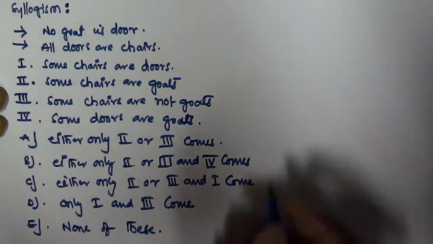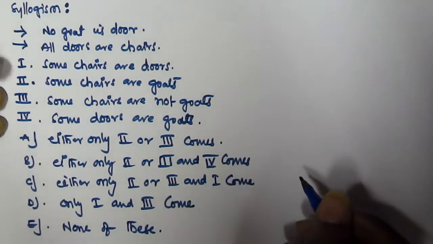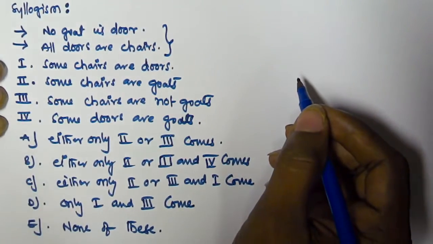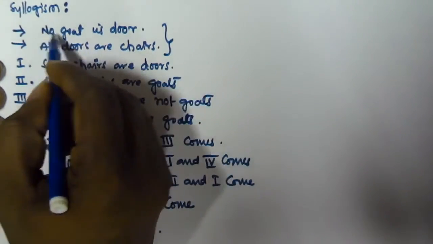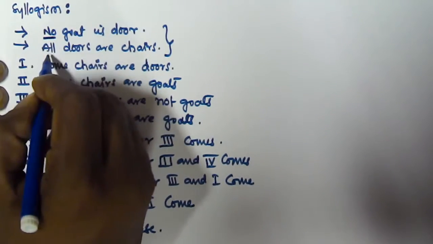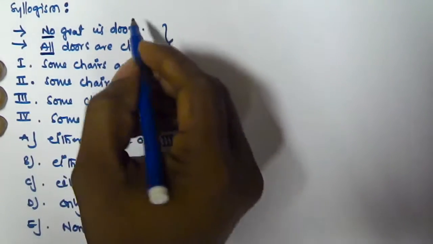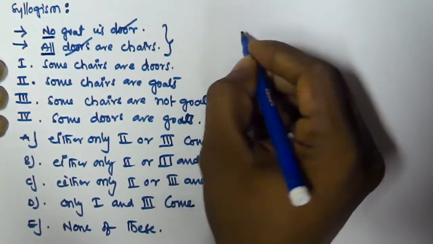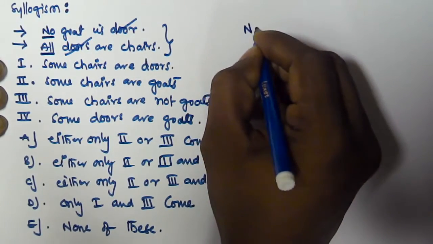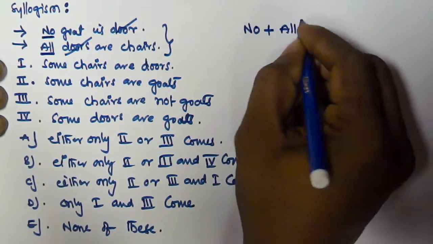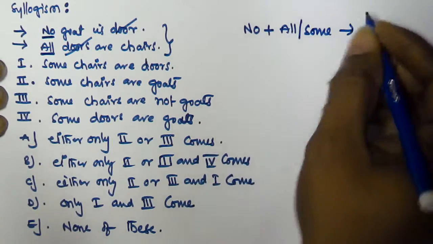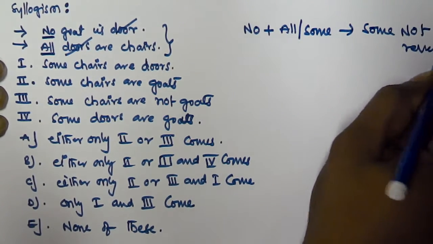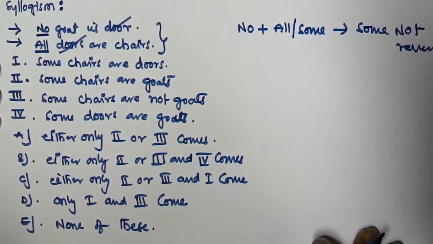Right. So now let us derive all possible conclusions from the given two syllogisms. If you see the given two syllogisms, the first one is starting with no and the second one is starting with all, and the predicate of the first one is equivalent to the subject of the second one. So that means we can use the rule that I told in the previous video, that is no plus all or some will give some not reversed. Okay, so some not reversed.